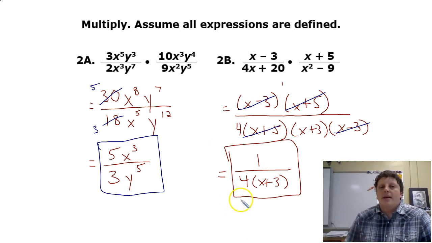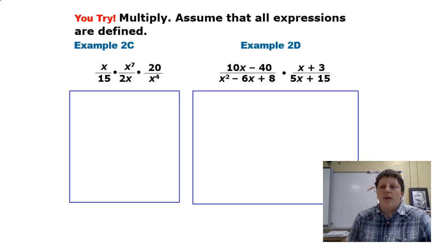And I'll go ahead and say we are assuming that all expressions are defined, which means that in these examples, I'm not asking you to look for excluded values for x or y. I'm not asking you to tell me what they can't be. I'm just asking you to multiply them, and that's all I want you to do. We've got a few more for you to try, so pause the video, give it a go, and then restart the video and see if you got it right.